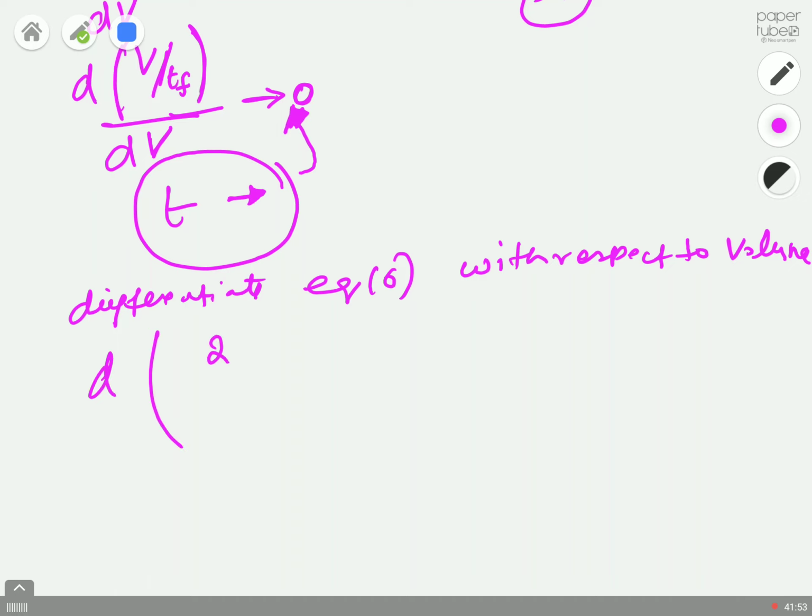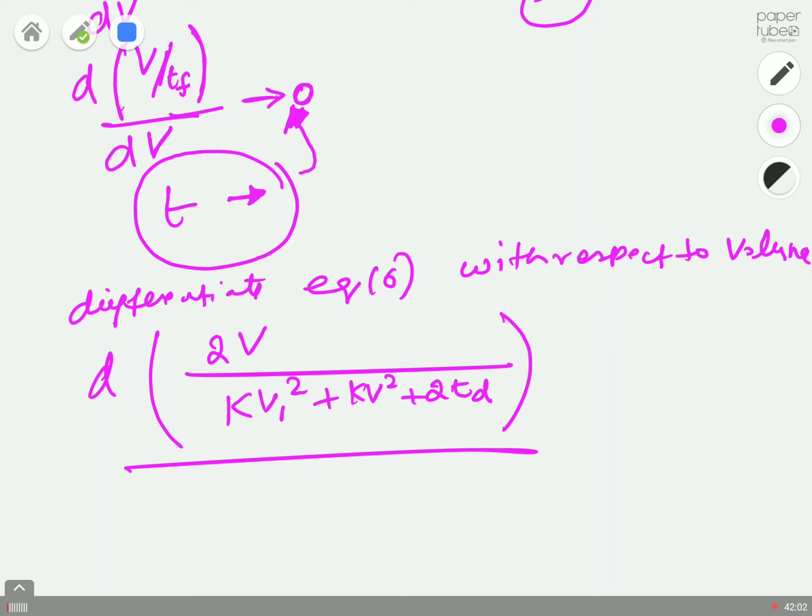We have to differentiate the whole equation, kV1 square plus kV square plus 2TD, with respect to volume. For convenience, I'm going to call V equal to x, kV1 square equal to a, 2 multiplied by TD equal to c, and then just k equal to b.